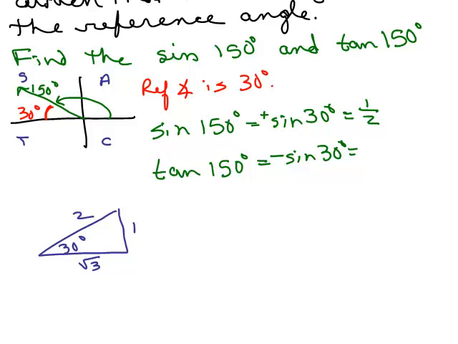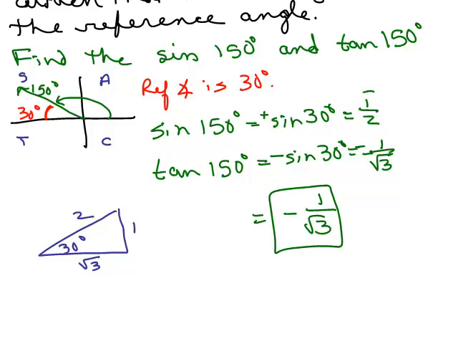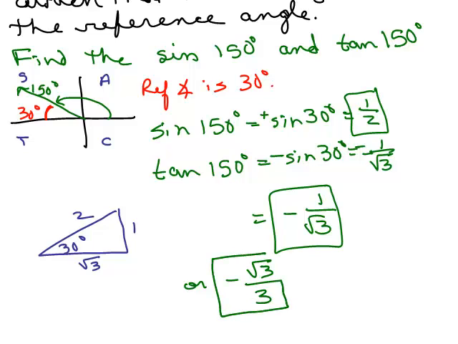The tangent will be negative because of this negative sign. And now what will the tangent be? It'll be 1 over the square root of 3, right? It's opposite over adjacent. 1 over square root of 3. Let me write that better. Negative 1 over square root of 3. Now, that's not rationalized. So, of course, if you were going to rationalize the denominator, it would be written like this. That's the simplified way of writing that. Okay, so that's how you could use a reference angle.